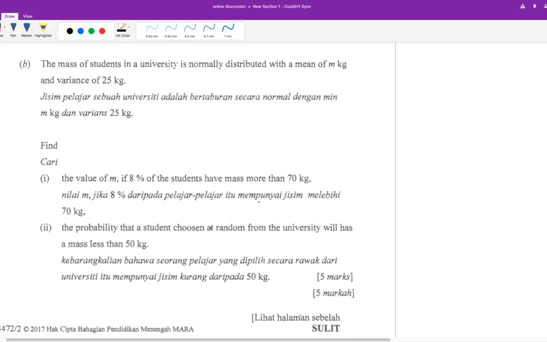Okay, so the mass of the students in the university is normally distributed with the mean of m kg and the variance is 25 kg. So normally for part B, I know variance is not so useful. I will change it to the standard deviation. Standard deviation is square root of variance, which is square root 25, then you will get 5. Because we always need to use this formula, z equals to x minus mean over standard deviation. So I will always want to make sure I'm very cautious about the variance. I will always change it into a standard deviation.